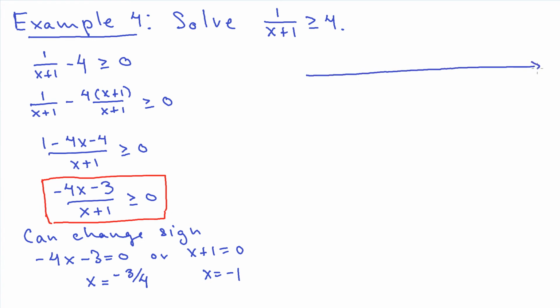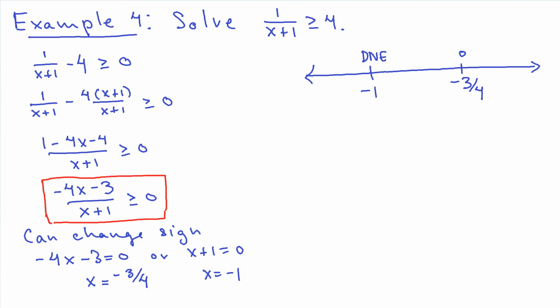And the numbers that I put on my number line are the places where my expression can change sign. So I have negative 1, and I have negative 3/4. Now, on the last slide, I put a 0 above both of the numbers because our expression was 0 there. Here, this expression is only 0 when x is equal to negative 3/4, because when x is equal to -1, the bottom is 0, and so this expression actually is undefined. It does not exist when x is equal to -1, and I want to keep track of that.